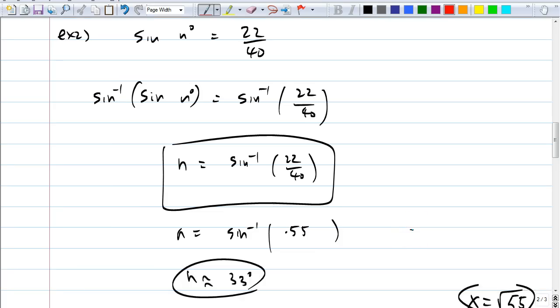So that's what you circle, right here, right? So you see how I have circled the exact answer? Equals sine inverse of 22/40. And then that's the other answer that I want you to circle, which is the approximated answer. That's why I have a squiggly line over here, right? It doesn't say equal to, right? Does it say 0.55? Yeah. So if you divide 22/40, you get 0.55, right?